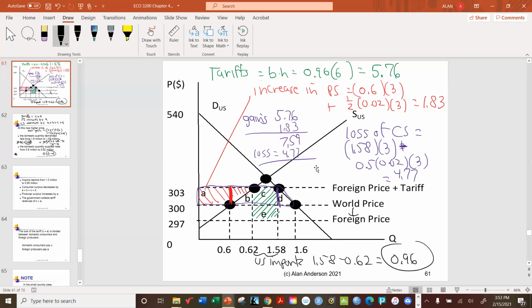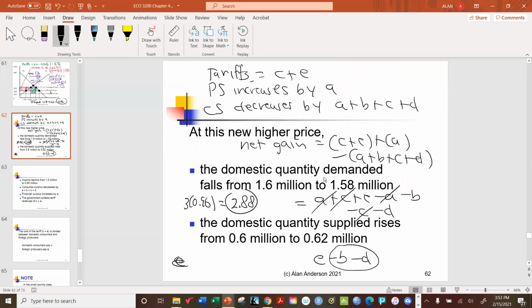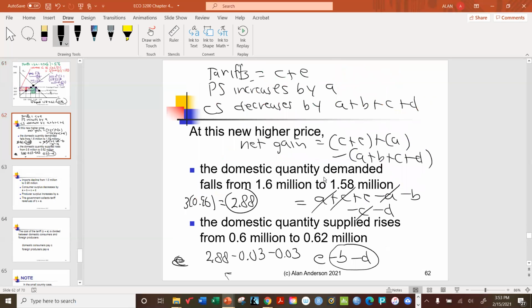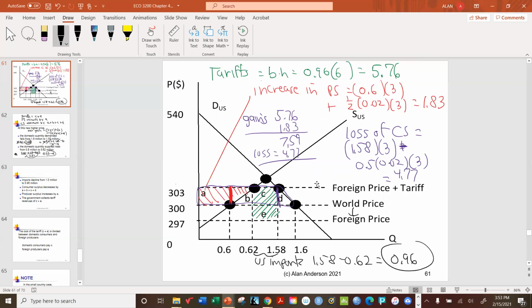It looks like the tariffs are worth enough in this case to offset the loss of consumer surplus. So that's why the numbers represent a net gain. So is that what we got? Yeah, because here you can see the gain is 759 minus 477. So that's a gain of 282. So the graph is fine. It's just that normally it doesn't work this way. Usually there's dead weight loss in these cases.